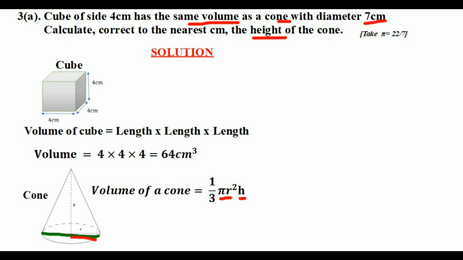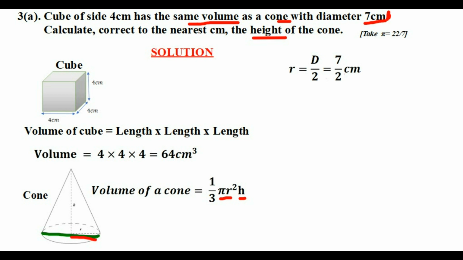And now we are being told that the diameter is 7 centimeter. So now we need to get the radius of this cone. And for us to get the radius of the cone, we have the radius of the cone as d divided by 2. That is half of the diameter. Diameter is this. Half of it is the radius. And you can see we have r is equal to d divided by 2, where our d is 7. And 7 divided by 2, we have it here as our radius.